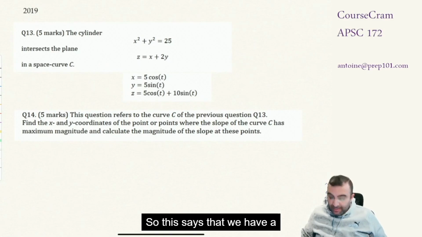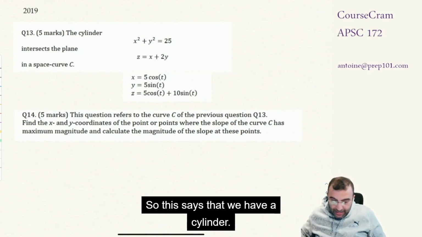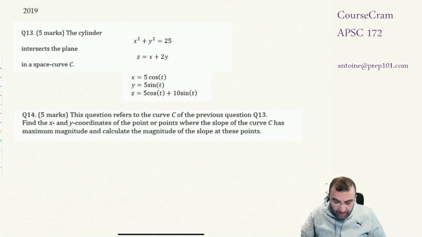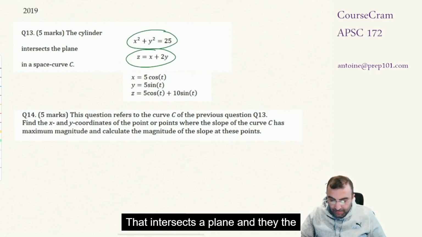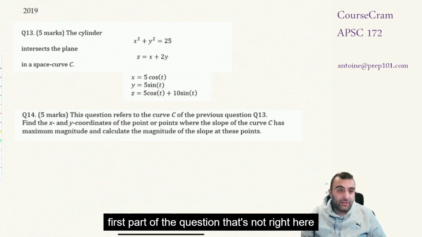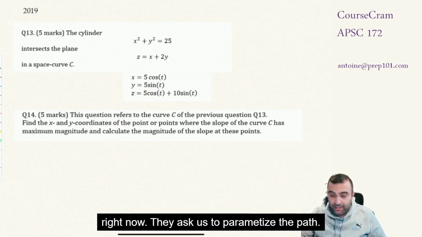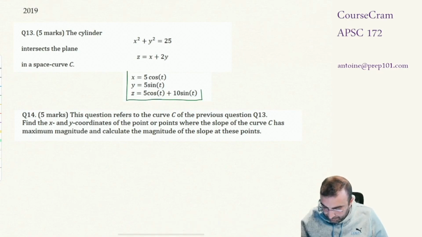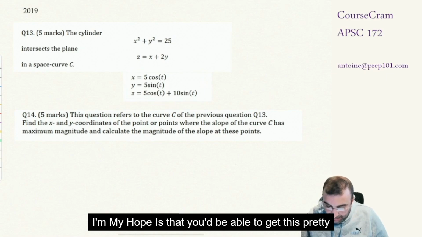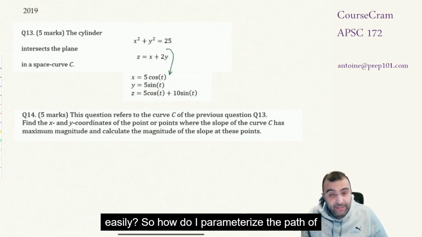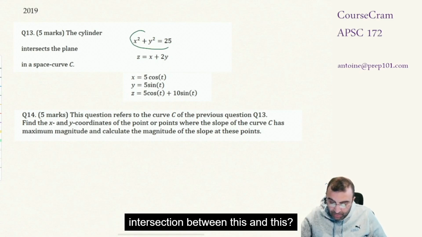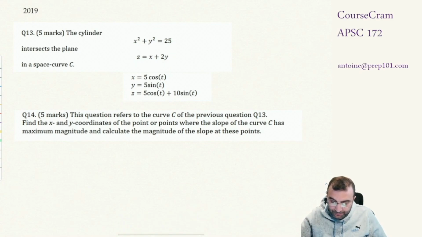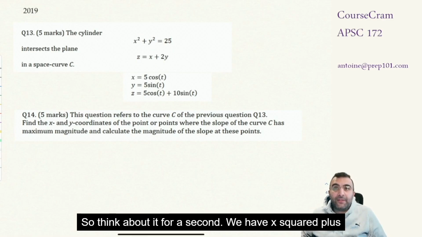So this says that we have a cylinder that intersects a plane, and the first part of the question that's not right here right now, they ask us to parameterize the path. Now, if we weren't given this, my hope is that you'd be able to get this pretty easily. So how do I parameterize the path of intersection between this and this? So think about it for a second.